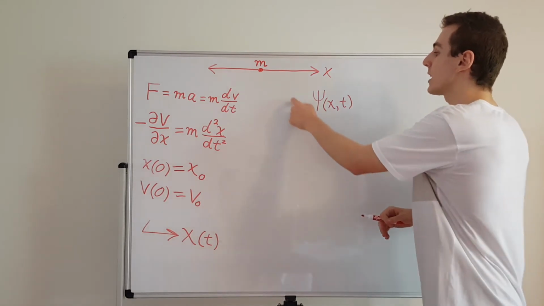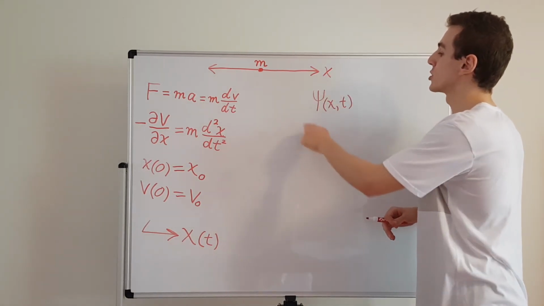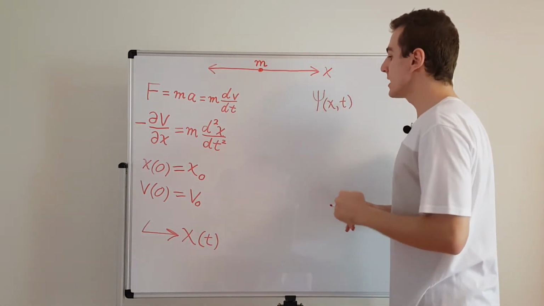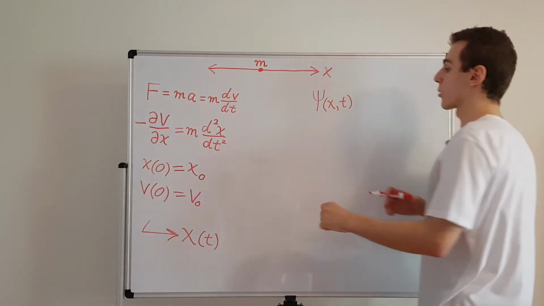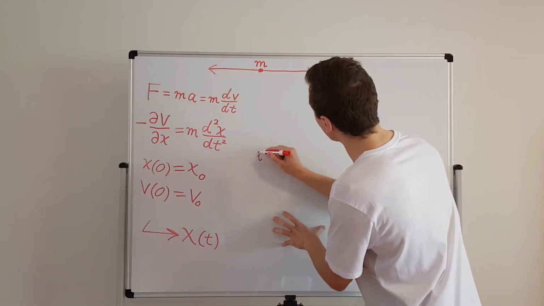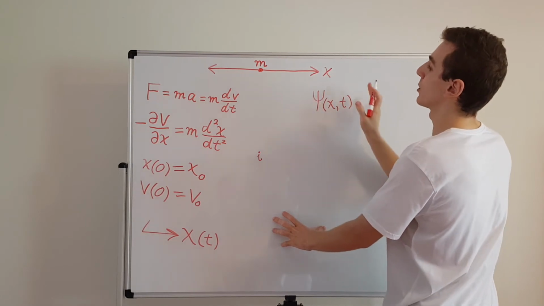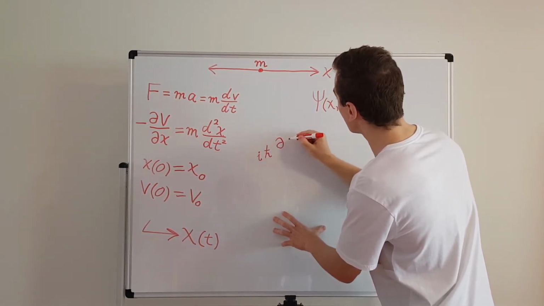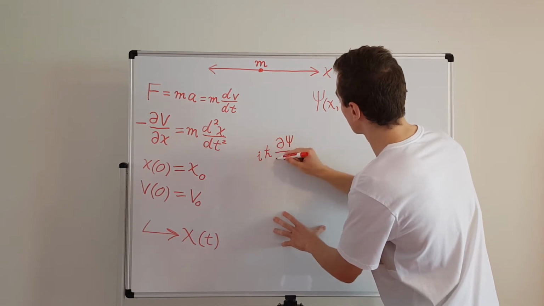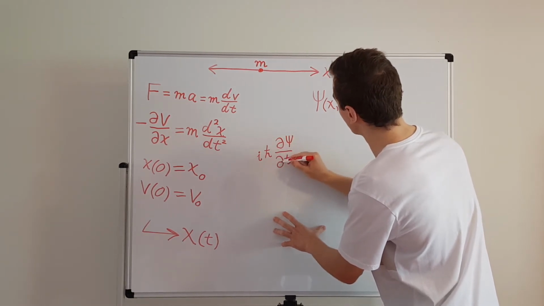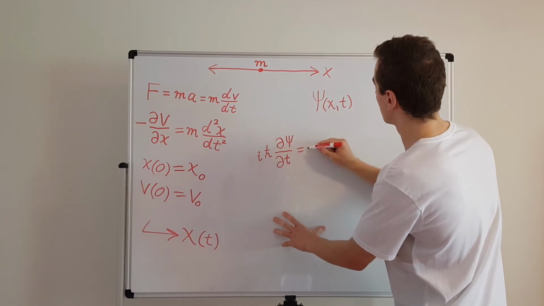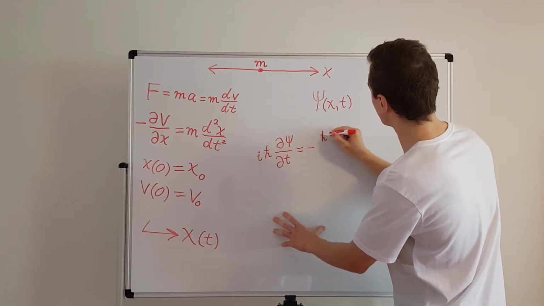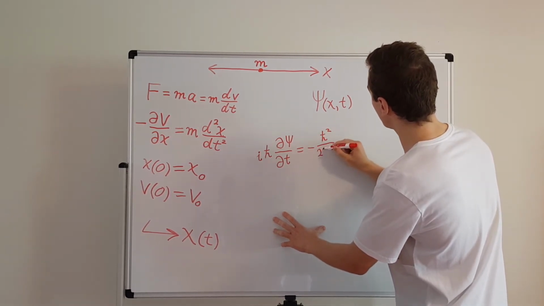So let's have a look at how we can find this wave function over here. What we actually need to solve is a thing called the Schrödinger equation. In this kind of scenario where we just have one dimension, the Schrödinger equation is going to look like this. We're going to have a time derivative of this wave function, and that's going to be equal to a bunch of other terms over here, which we'll talk about in a second.